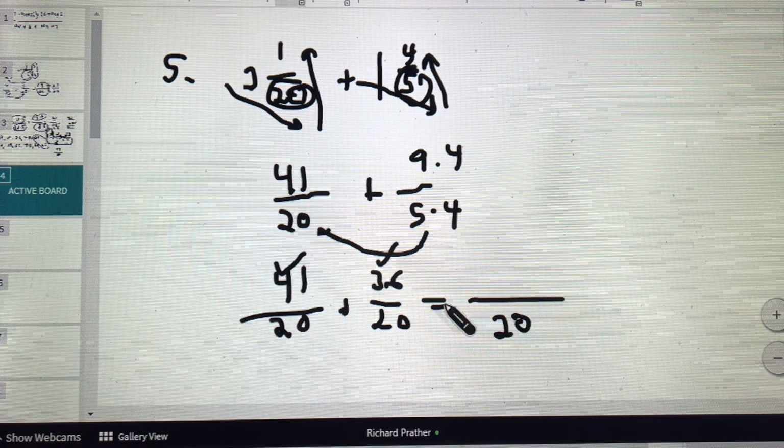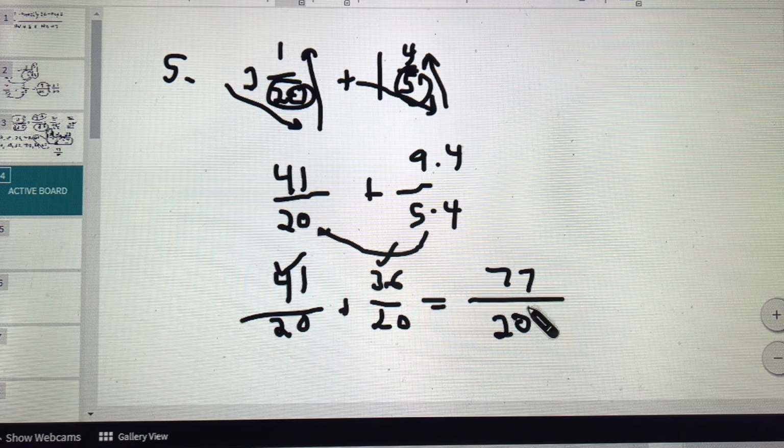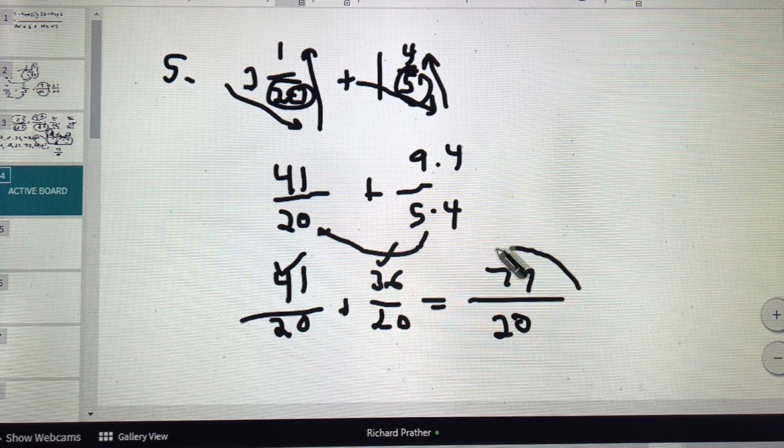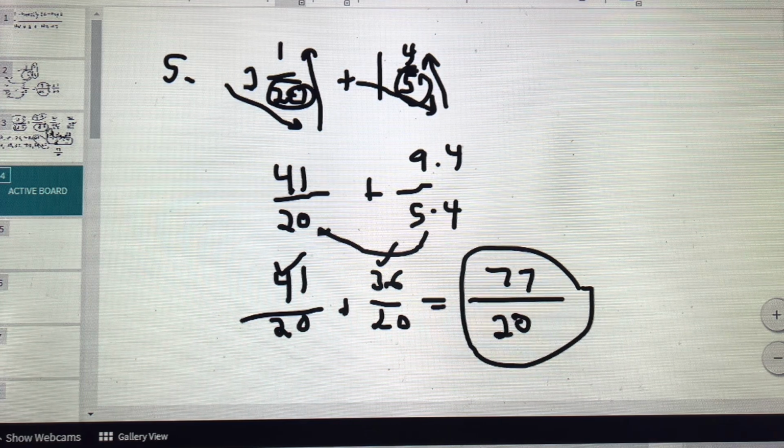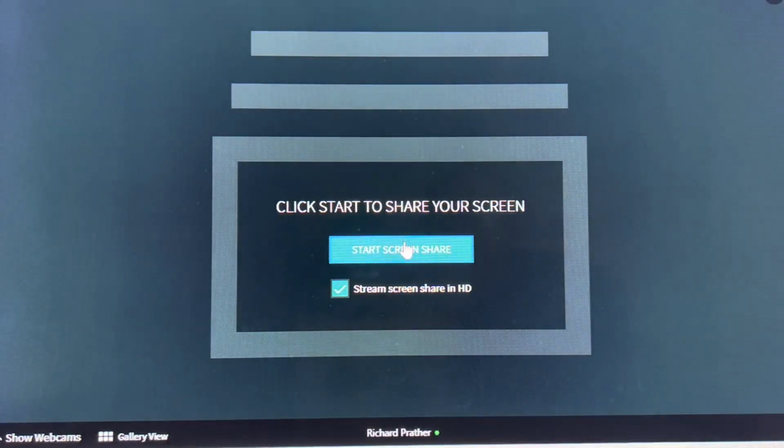So the sum will be over 20. 41 plus 36 is 77. And unless they say only give me a mixed number, then this could be an answer. If they want a mixed number, we'll come back and do that, but I wouldn't do it unless they ask for it.